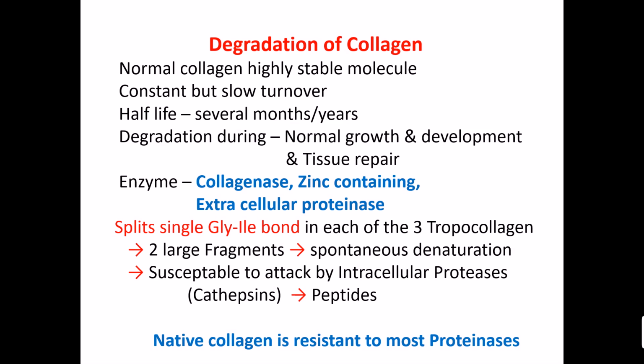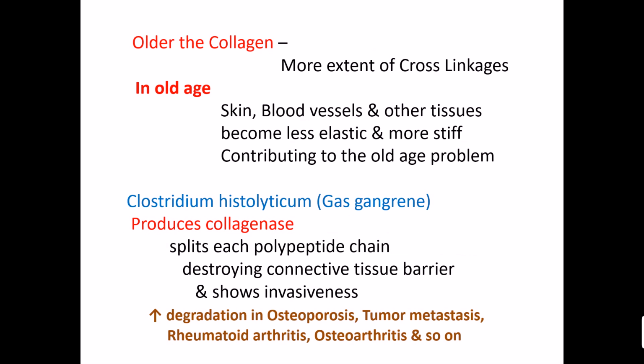That is, the main proteases are cathepsins, which convert them into peptides. So when the collagen fiber is denatured, then it is degraded. Native collagen is resistant to most of the proteinases. Now when the collagen becomes old, the cross linkages are increased in number, and that is why skin, blood vessels and other tissues become less elastic and more stiff in old age, and that contributes to the problems of old age.